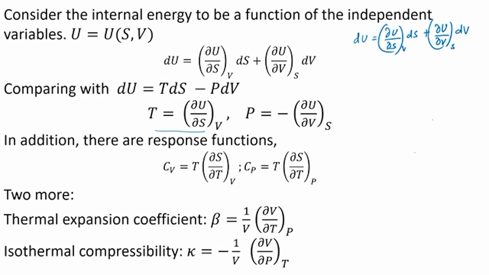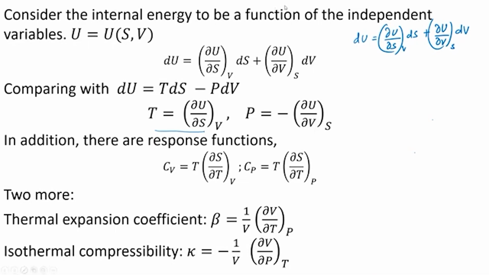Cv is defined at a constant volume and Cp is defined at a constant pressure, and in addition to the specific heat, there are two more response functions that we would be using or we may need. One is called the thermal expansion coefficient beta, which is equal to 1 over V del V del T at constant P, and the isothermal compressibility, denoted by kappa, which is equal to minus 1 over V del V del P at constant temperature.